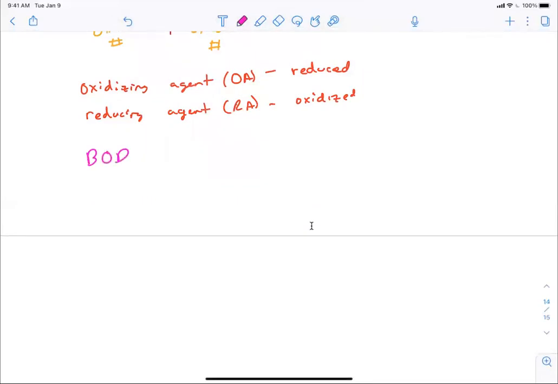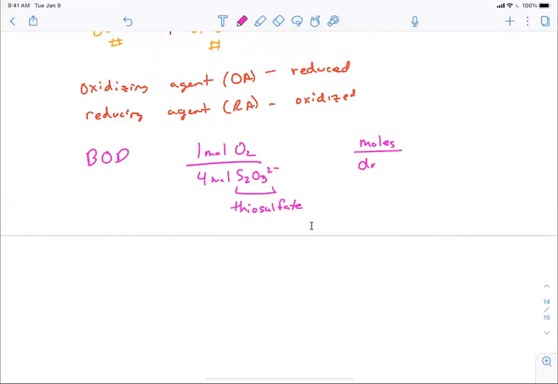Biological oxygen demand, the Winkler method. A couple things you need to memorize. 1 mole O2 is 4 moles of S2O3 2-. This is known as thiosulfate, in case you see that word or that formula for this, thiosulfate. And also you need to know that you need to go from moles per decimeter cubed to milligrams per decimeter cubed to get the O2 concentration. So you have to convert moles all the way to milligrams because this is parts per million.